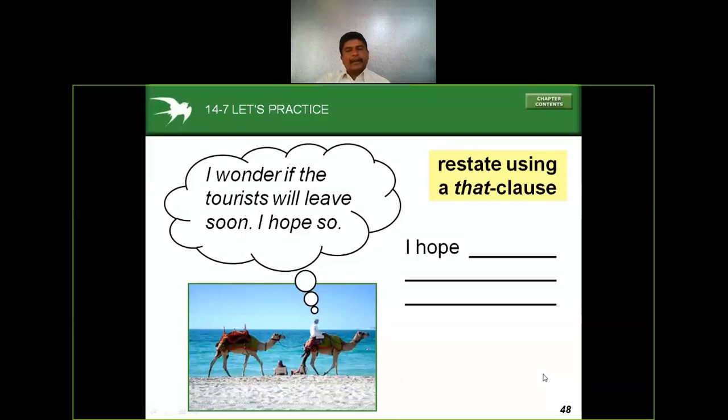Now we shall go with some practice and examples, children. Restate using a that clause. "I wonder if the tourist will leave soon." "I hope so." What can be the answers here? See, "I hope that the tourists will leave soon."